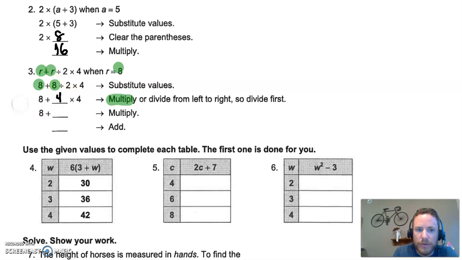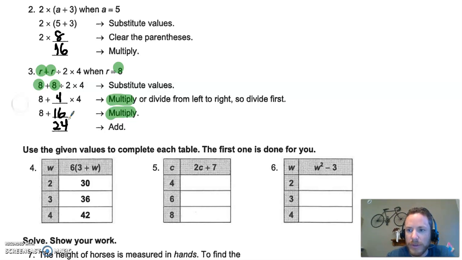Then we're going to multiply. So we have 4 times 4, that's 16. And last we add, 8 plus 16 is 24. If there's a common type of mistake on number 3, it's that kids would just work it from left to right and they would add 8 plus 8 first, and then you get the wrong value.